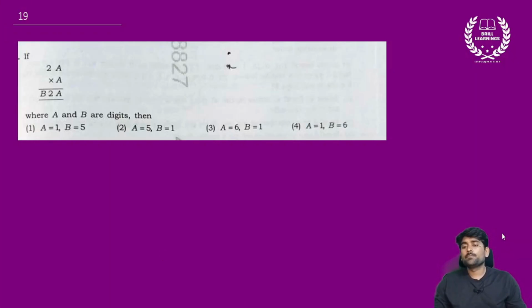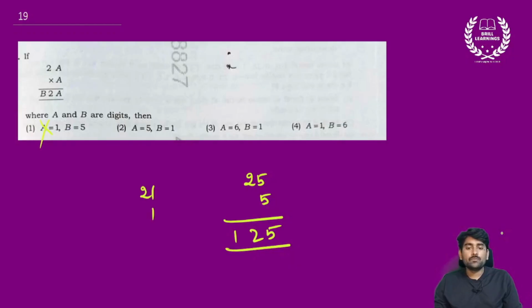Substitute the given options here, you will get the answer. So if I put a value as 1, 21 ones are 21 only, it will not give me a 3-digit number. That is why the first one is wrong. If I put a value as 5 and b value as 1, let's check. 25 5, so let's check. 25 5 is 125. It is satisfying the equation, right? So b value is 1, a value is 5. Here it is coming. That is why the second one is the right answer.